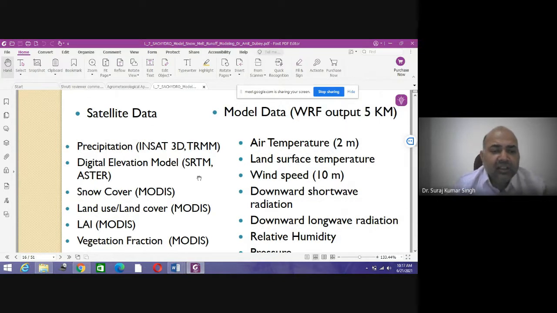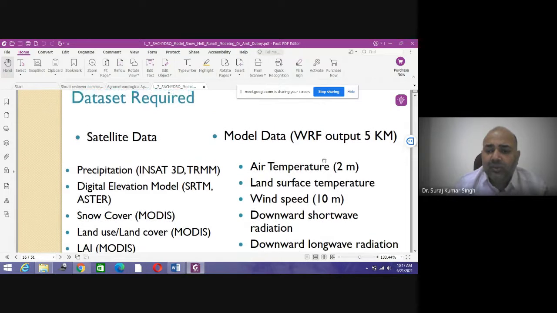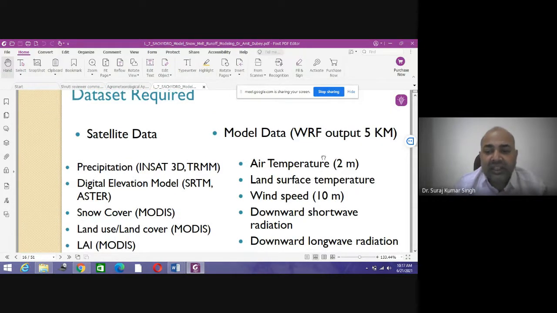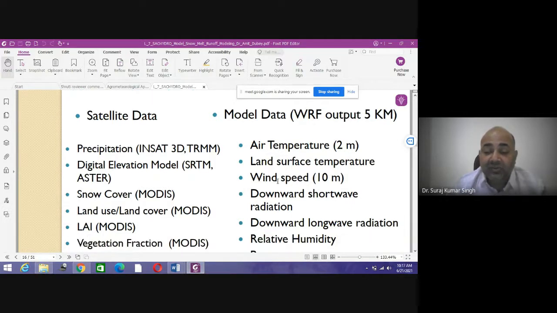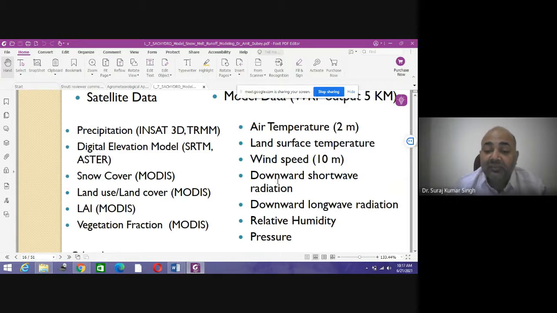All this data we will get directly or indirectly from satellite images, but many times secondary data is also important for hydrological understanding. So what other data will I require apart from the current data sets? What is the temperature over that area? What is the LST, land surface temperature? What is the wind speed? Then downward short wave radiation, downward long wave radiation. What is the humidity? What is the pressure?